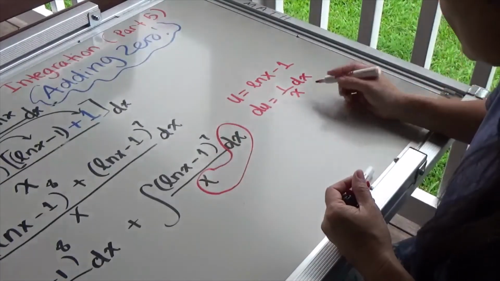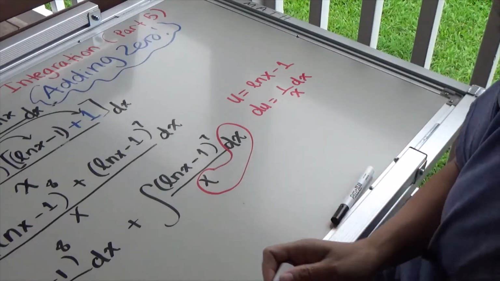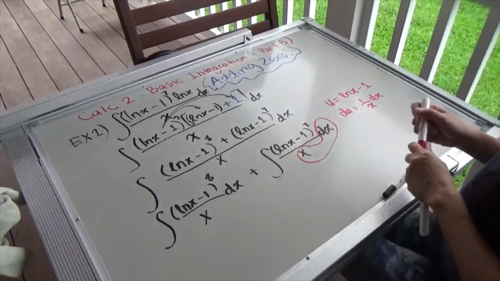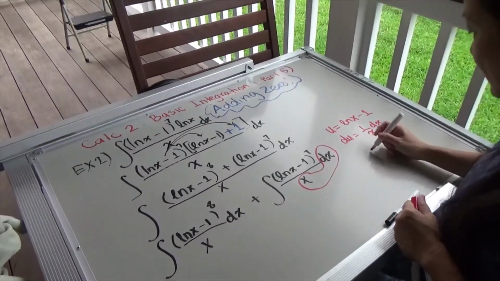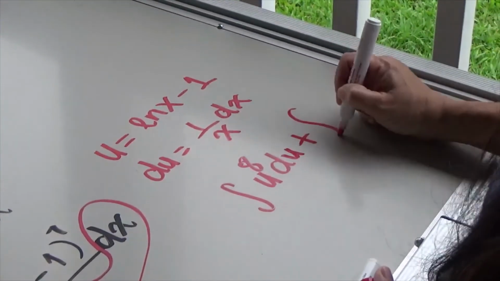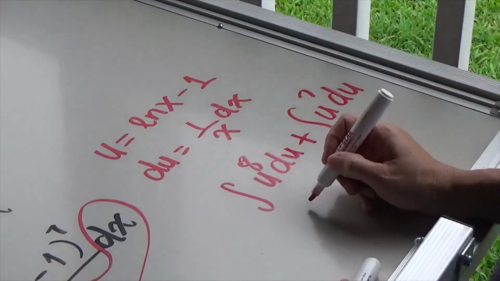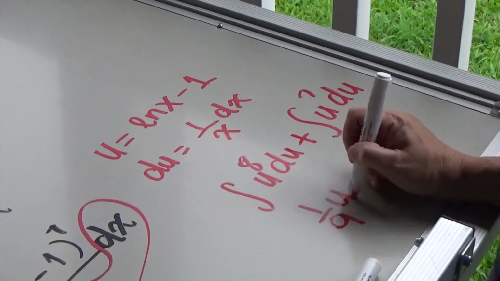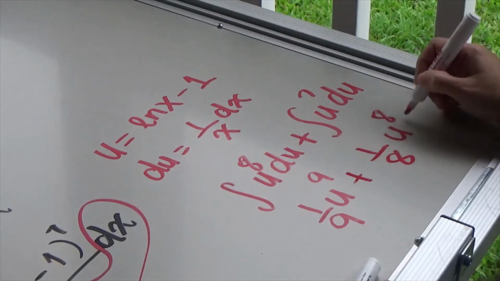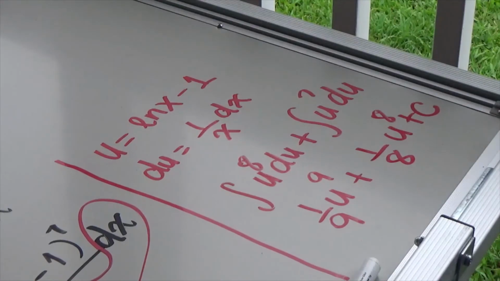1 over x dx, that's du, right? So basically this is just the power rule right here. The whole problem is basically just the integral of u to the 8th power du plus the integral of u to the 7th power du. So the answer will just be 1 over 9 u to the 9th power plus 1 over 8 u to the 8th power plus c. That's a very nice u substitution.